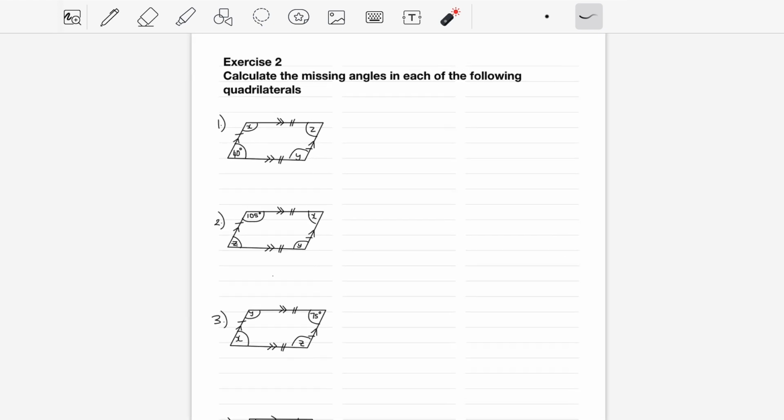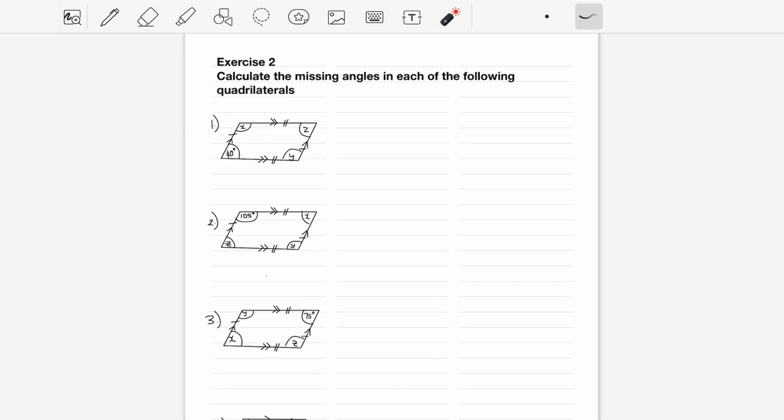Right, so now exercise 2, you can try exercise 2. The help with exercise 1 should have equipped you to do exercise 2. Alright, let's correct.